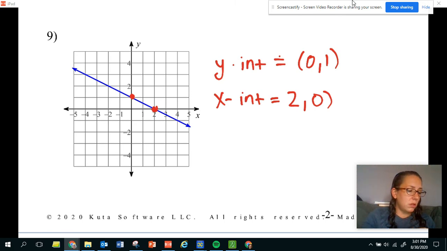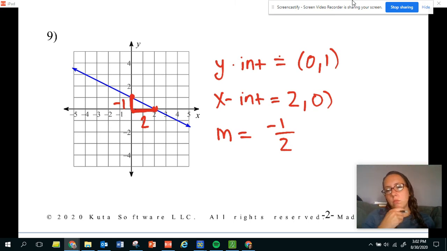And one thing that is important is that if a line is going down from left to right, the slope is negative. If it's going up from left to right, it's positive. So when I do my triangle, since I went down instead of up, that's going to be a -1. And since I went right, right is positive. If you went backwards or left, that would be negative. Anyway, so my slope is -1 over 2. Cool.